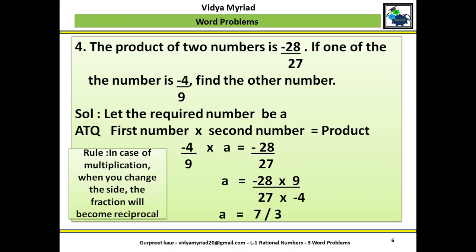Now let me check. Now what will I do? I will put the value of 7 upon 3 in place of a. So minus 4 upon 9 multiplied by 7 upon 3. When you do that, you get minus 28 upon 27, which is absolutely correct.